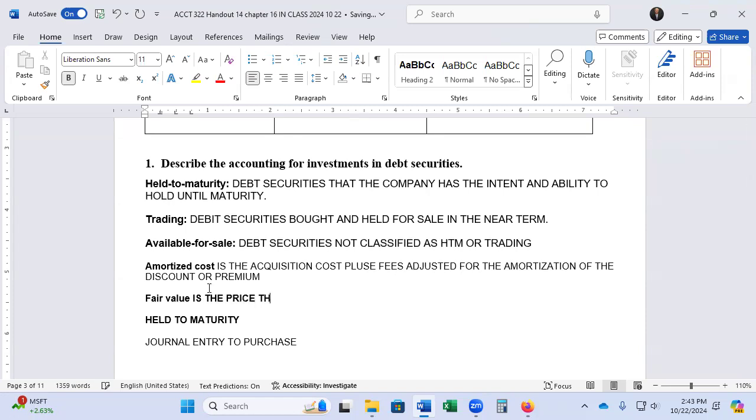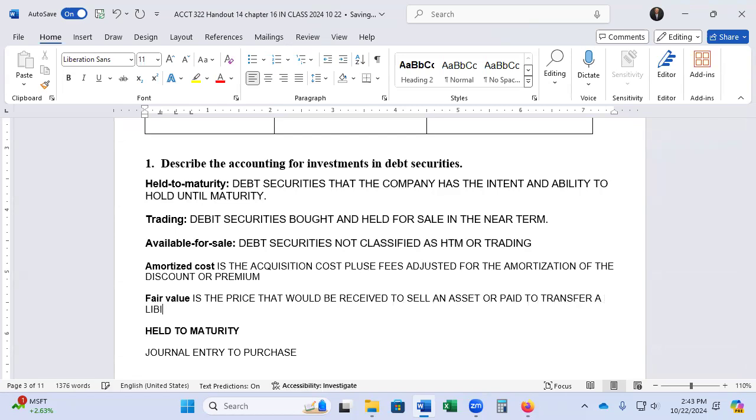Fair value is the price that would be received to sell an asset or paid to transfer a liability in an orderly transaction between independent market participants.